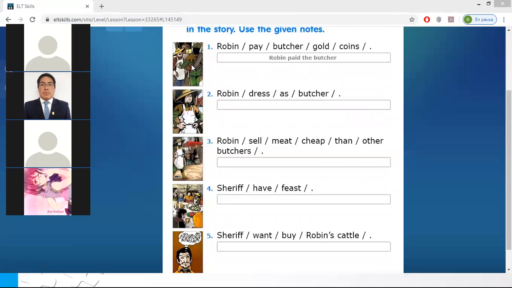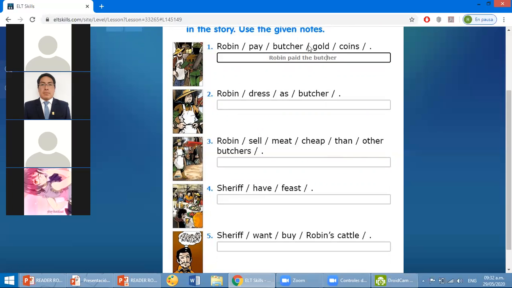Let's see. Luciana, Robin paid the butcher gold coins. How many gold coins? 10 or 20? Luciana Arbe. Robin paid the butcher 10 or 20 gold coins? 20. Very good. 20 gold coins. Okay. No, you see, Robin could pay the butcher 20 gold coins, period.